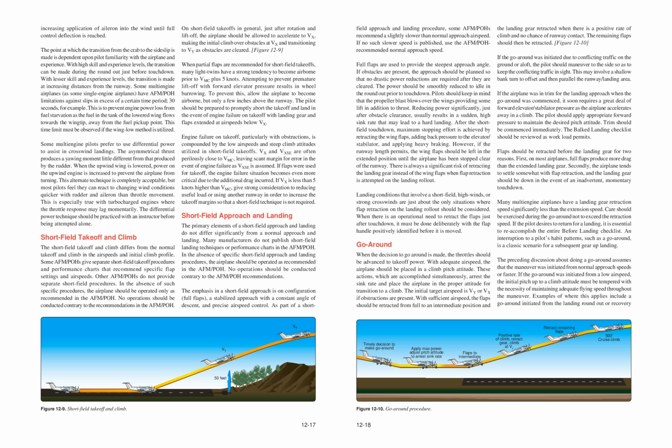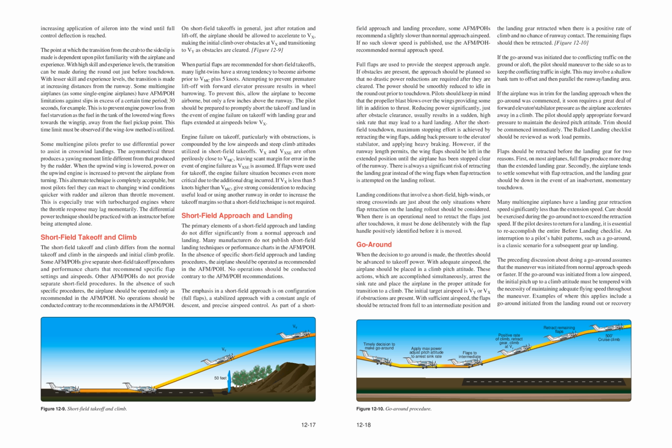Pilots should keep in mind that the propeller blast blows over the wings, providing some lift in addition to thrust. Reducing power significantly, just after obstacle clearance, usually results in a sudden, high sink rate that may lead to a hard landing. After the short field touchdown, maximum stopping effort is achieved by retracting the wing flaps, adding back pressure to the elevator/stabilator, and applying heavy braking.